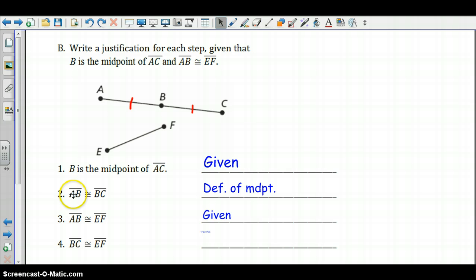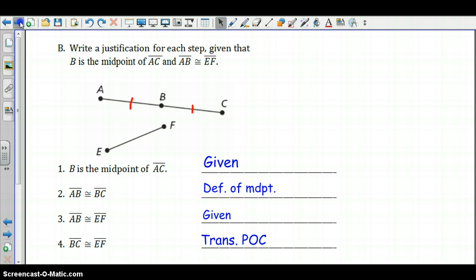Now, since AB is congruent to BC and AB is congruent to EF, we can say that BC is congruent to EF. That would be the transitive property of congruence, not substitution. Substitution does not apply to congruence, so we have to say transitive property. So this is how we fill in the missing reasons that go along with the statements in a proof.